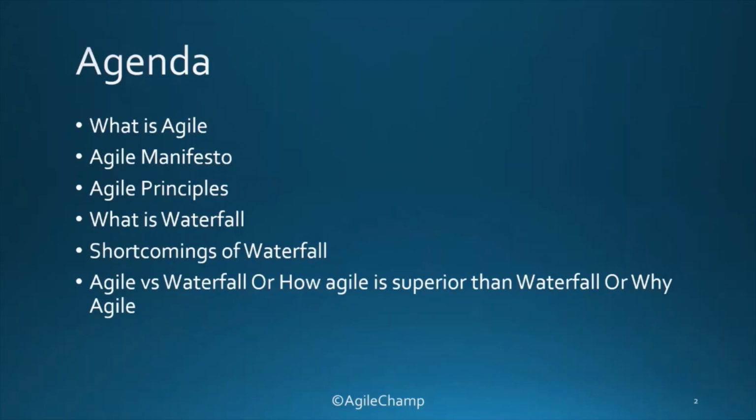Next is at regular intervals, the team reflects on how to become more effective, then tunes and adjusts its behavior accordingly. This principle says that self-improvement, process improvement, advanced skills and techniques help team members work more efficiently as part of the continuous improvement. So friends, this is how we discussed agile principles. These were 12 agile principles.